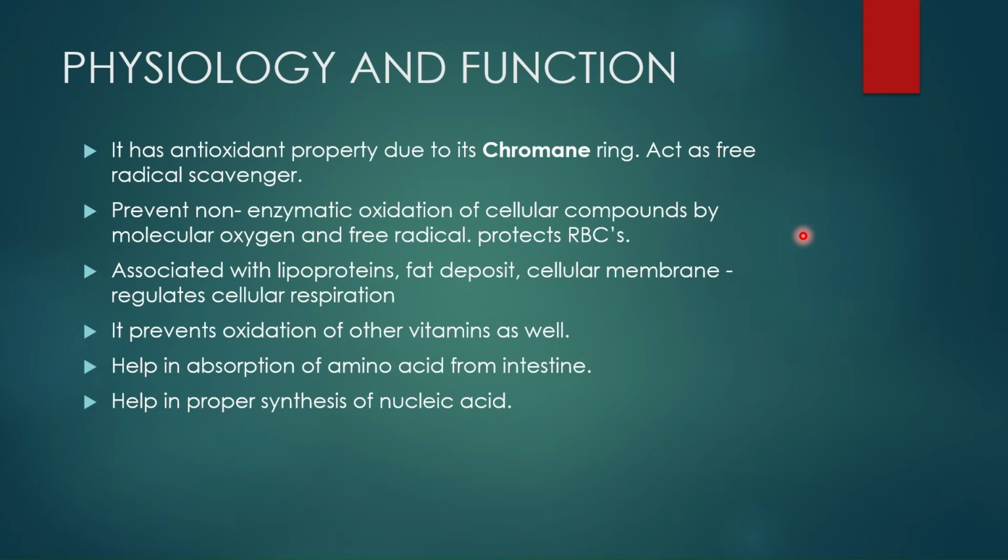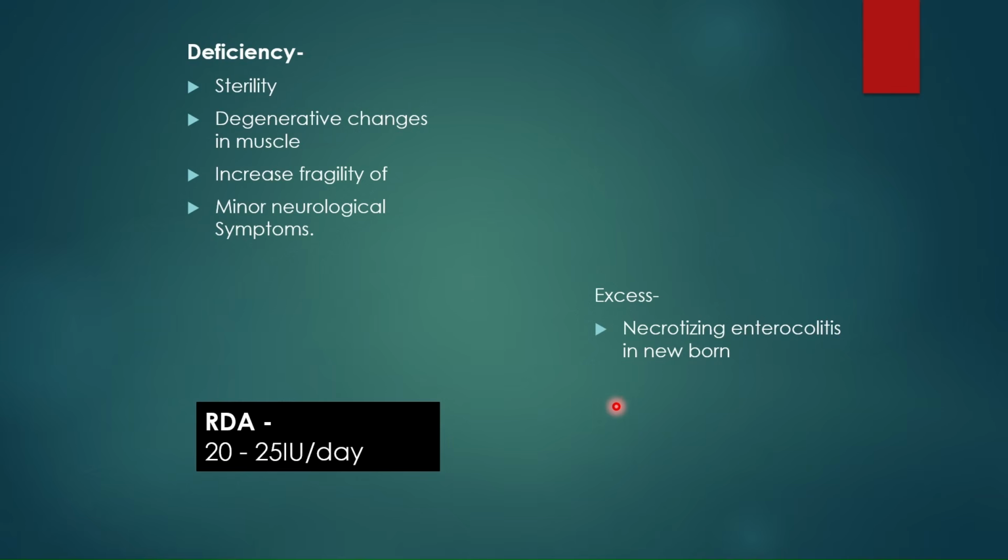Further, it helps in absorption of amino acids from the intestine. It helps in proper synthesis of nucleic acid. Deficiency of vitamin E includes sterility, hence it is also known as the anti-sterility vitamin. Deficiency of vitamin E may also cause degenerative changes in muscle. It increases fragility of bone, muscle, etc. Excess intake of vitamin E may lead to necrotizing enterocolitis in newborns. The recommended daily allowance for vitamin E is 20 to 25 international units per day.